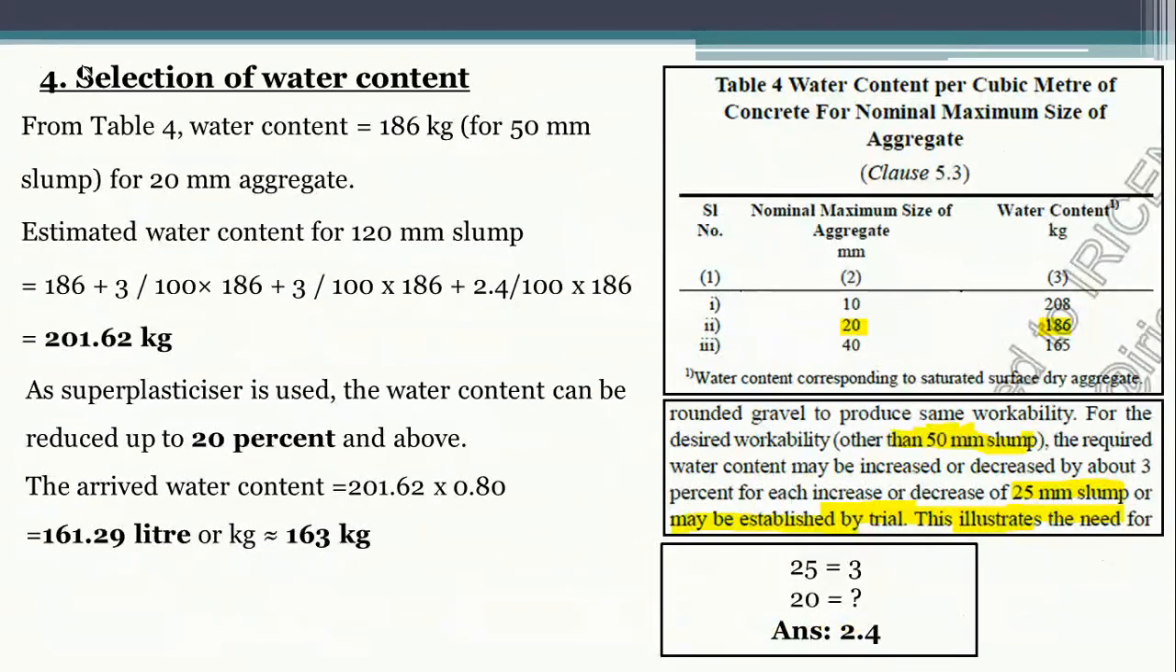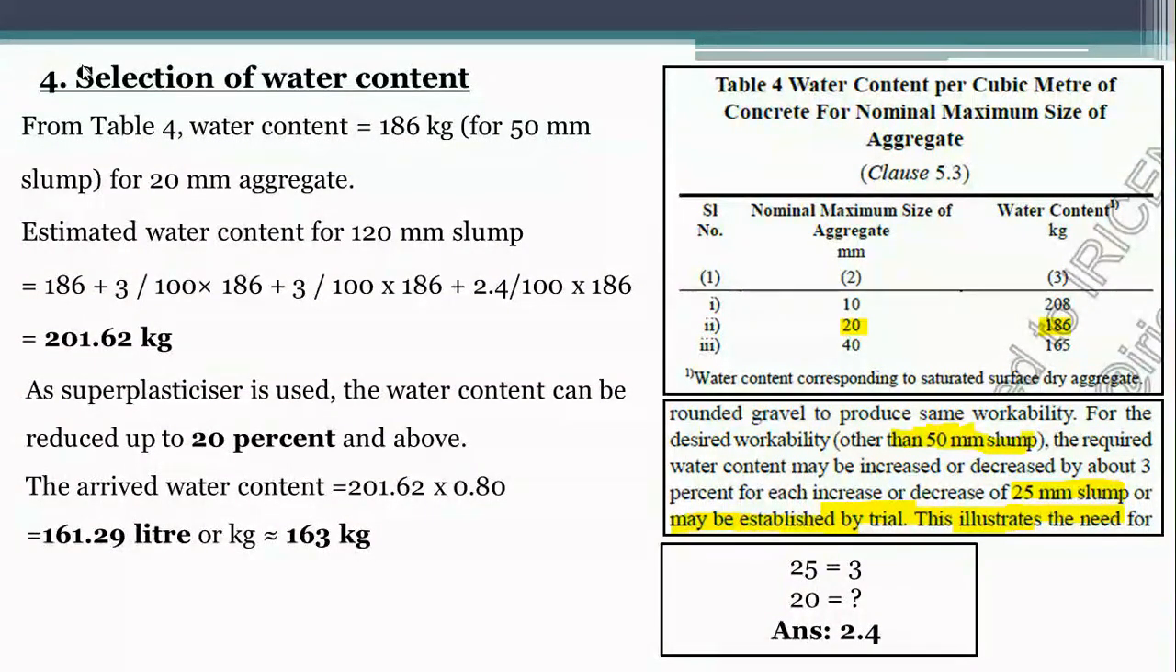Next is selection of water content. As you all know, the Table 4 values of the water content are given for 50 mm slump. But in this problem, you have to estimate the water content for 120 mm slump, because the workability is given as 120 mm, and the maximum size of aggregate we are using is 20 mm. For 20 mm maximum size, the water content is 186. We know that 186 is for 50 mm slump, but we have to find the water content for 120 mm slump.